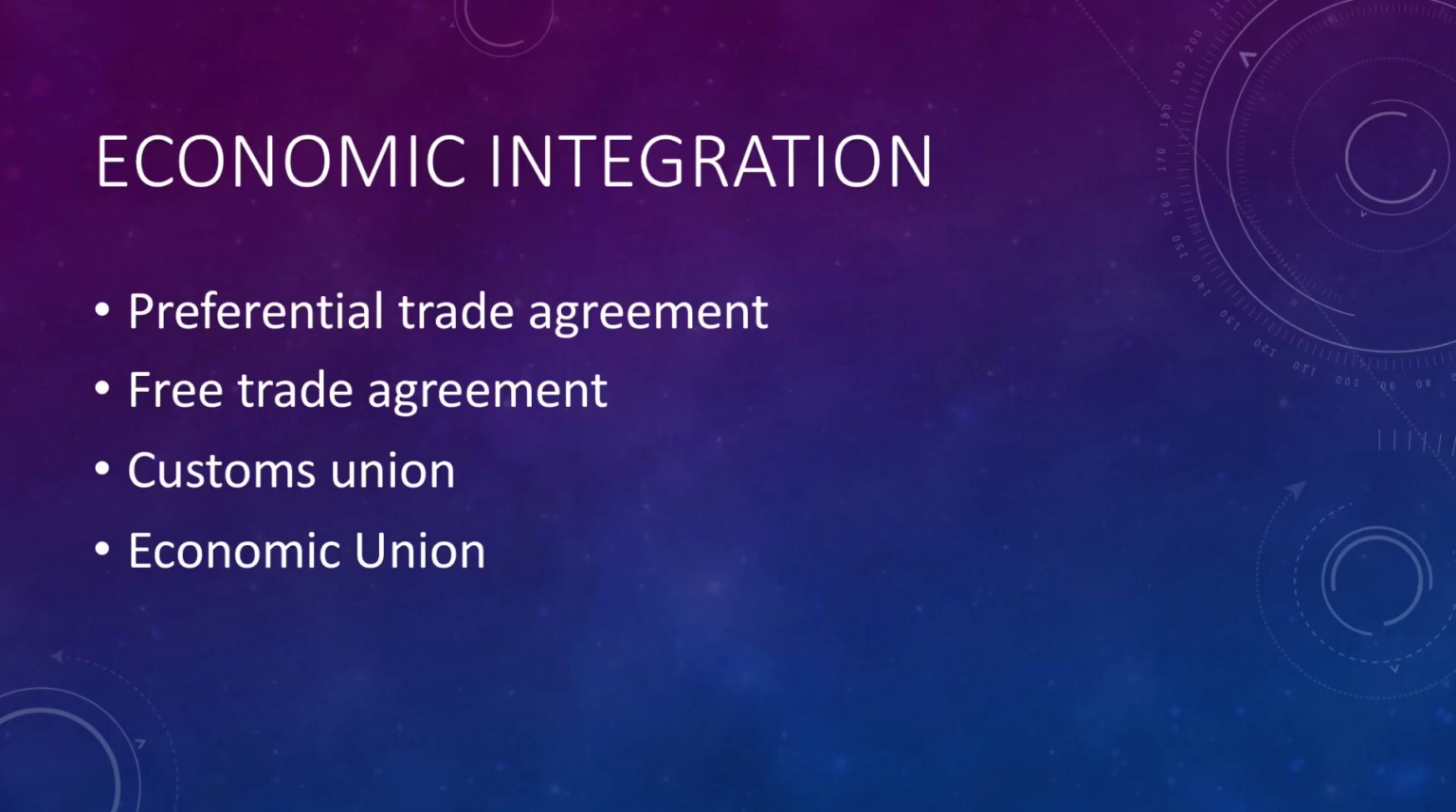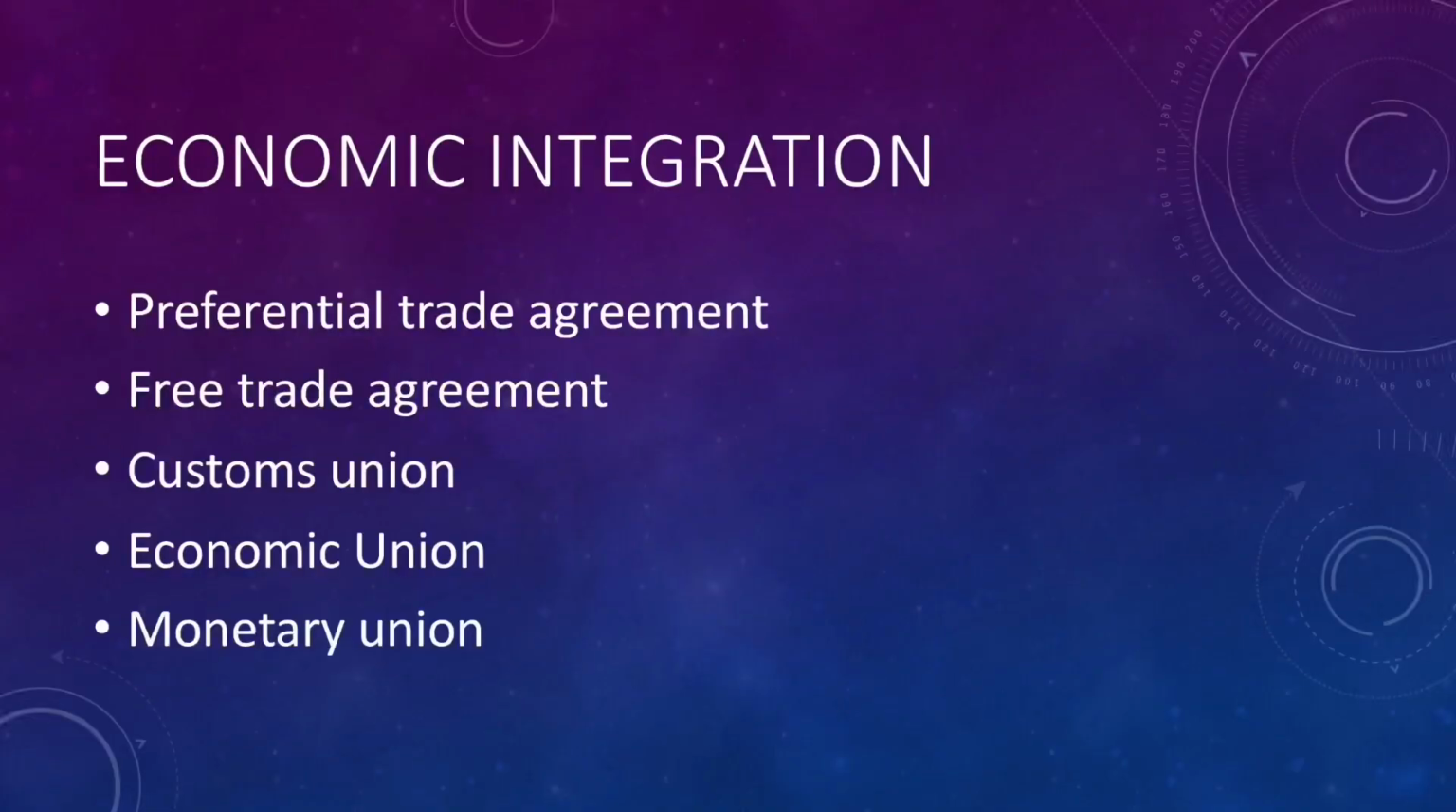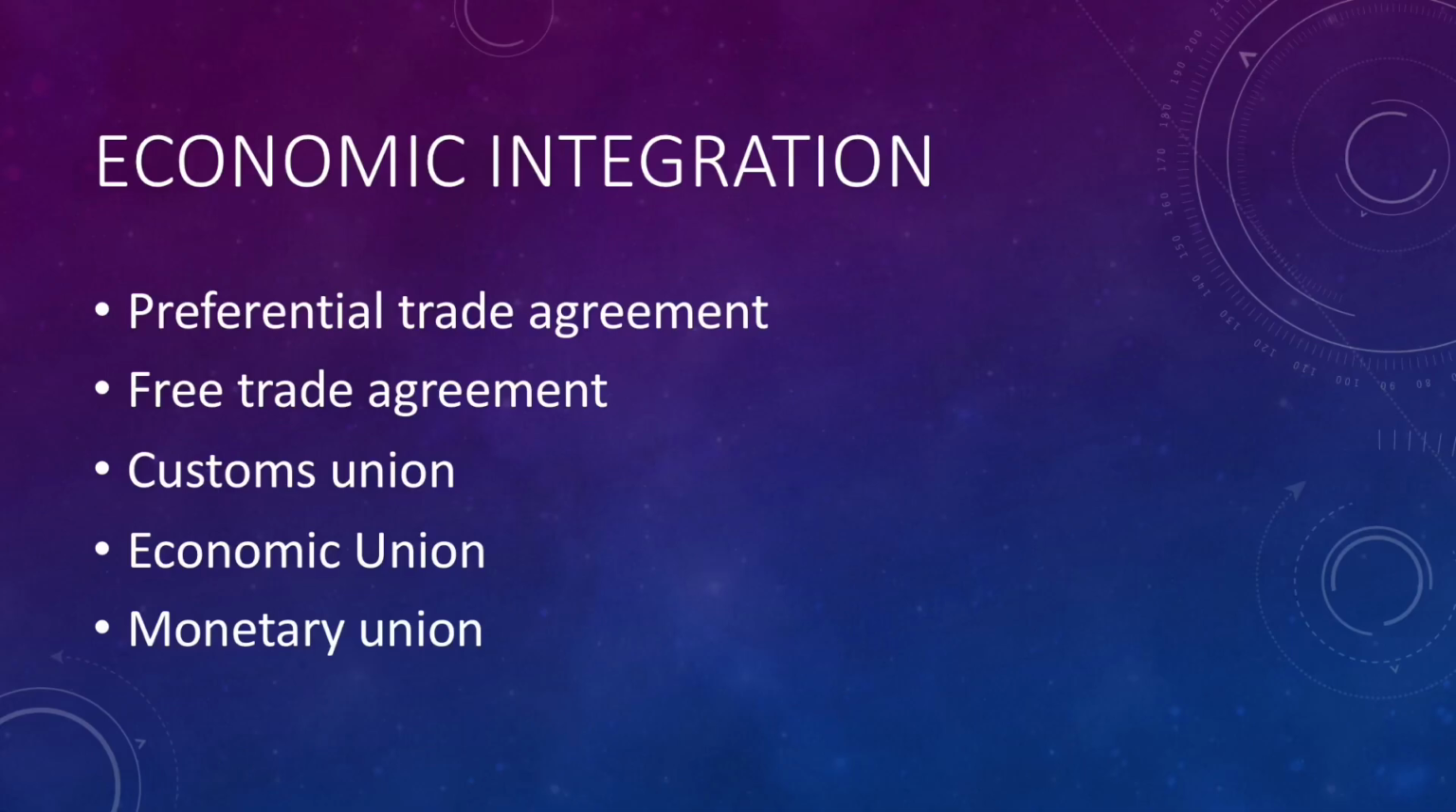More than a customs union is an economic union. An economic union is characterized by no barriers of trade, common external policy, and the free movement of labor and capital within the member countries. The most integrated form would be the monetary union. A monetary union is a group of countries that adopt the same currency. Of course, we know the European Union having the same currency in the Eurozone. So these are the modes of economic integration.